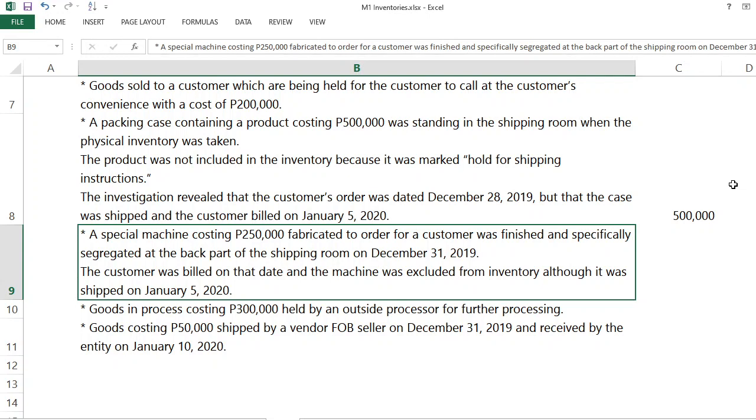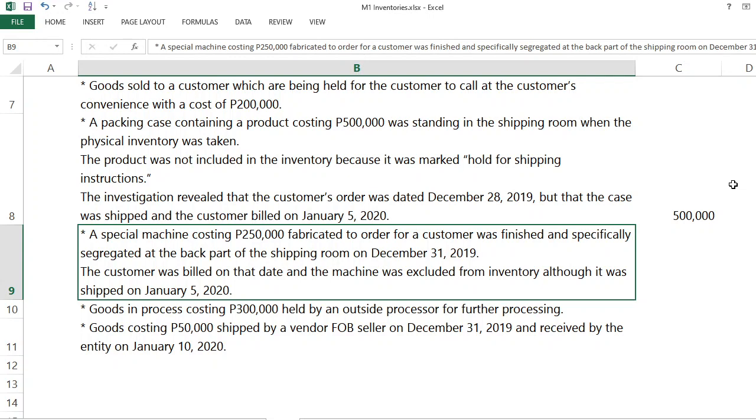But take note, if it is a special order fabricated to order for a customer, but it is not yet finished, not yet a finished product, that is still part of the inventory of the seller.